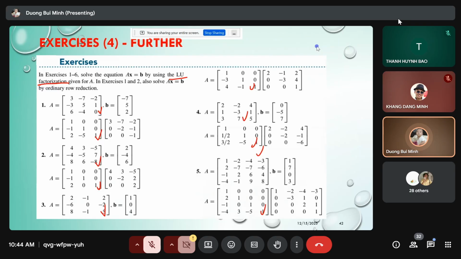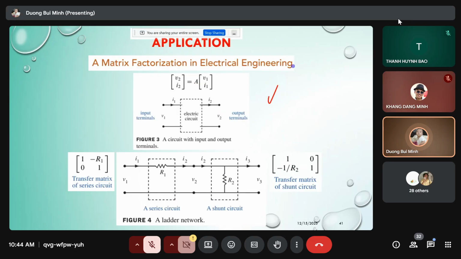We have applications, but we don't have more time. When you study electric circuits, we can apply the factorization in electrical engineering, just very basic. We say this one is the system, so this one is input and output. For input, we need current and voltage. For output, we also need current and voltage.